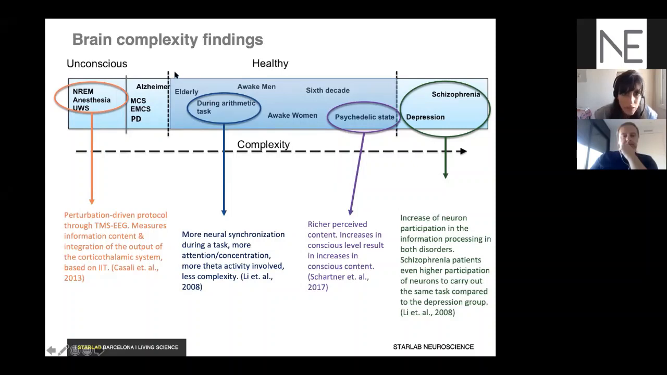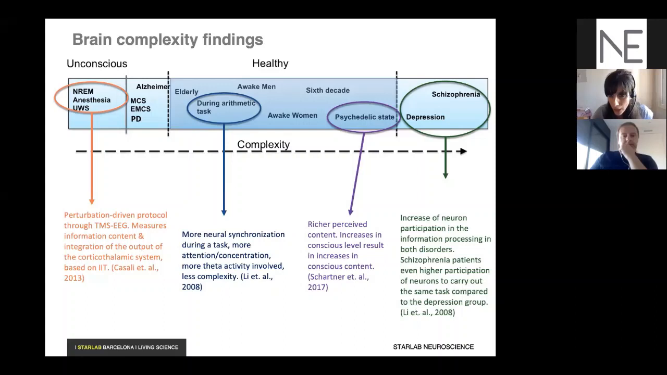So in this medium plane, you can see the healthy controls, so the healthy spectrum. And from the right, you can see two disorders, depression and schizophrenia, whereas on the other extreme, we have MCS, which stands for minimally conscious state, EMCS, emergence from minimally conscious state, Parkinson's disease, anesthesia, and UWS, which stands for unresponsive wakefulness syndrome, and actually refers to the vegetative state patient. So I'm not going to go through all of them.